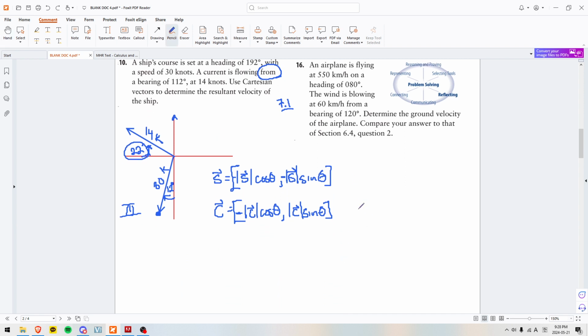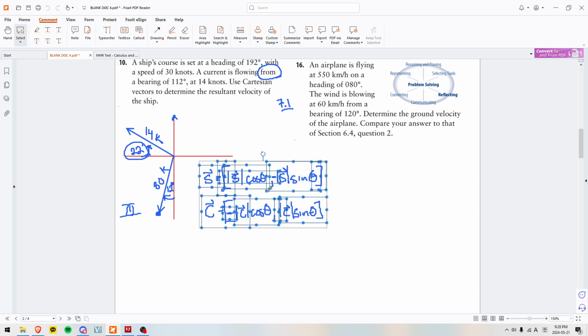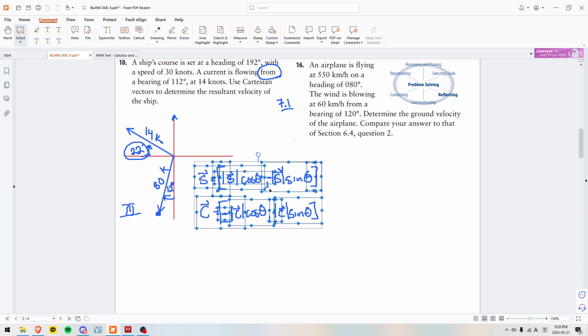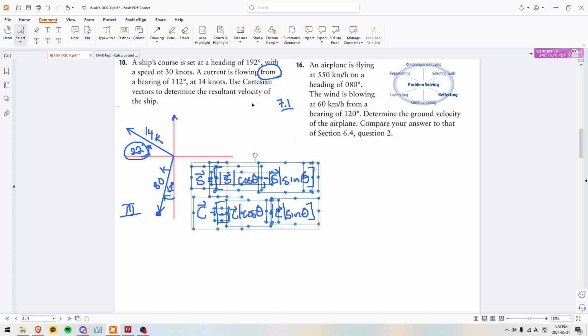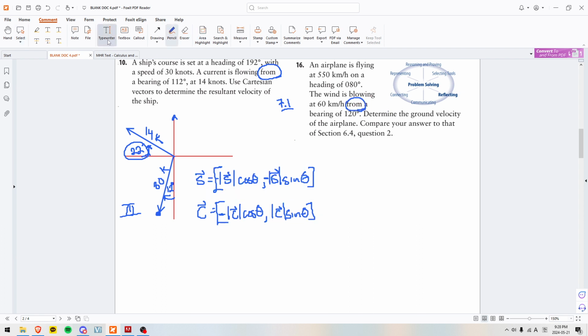Lastly, number 16. An airplane is flying at 550 at a heading of 80 degrees. The wind is blowing at 60 kilometers from, once again, from a bearing of 120.